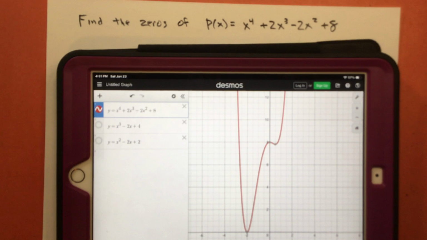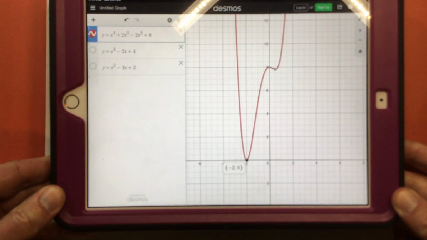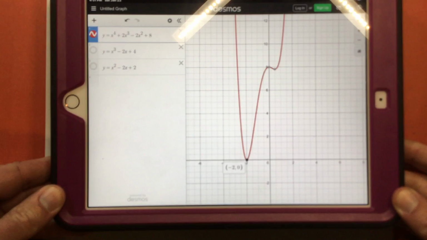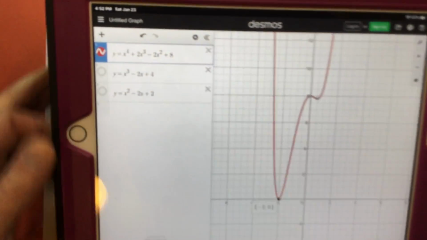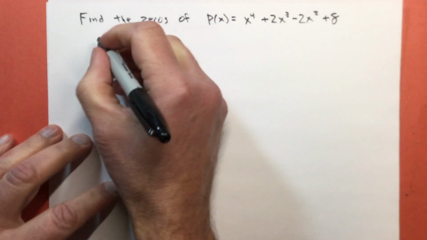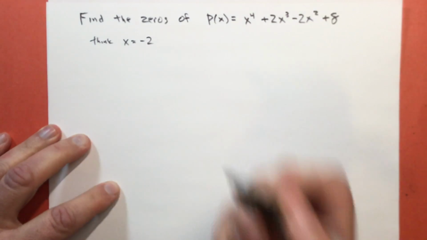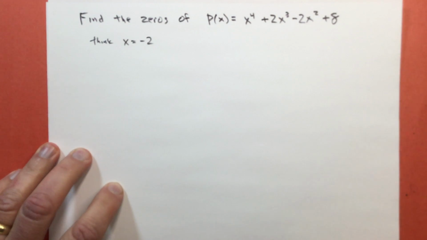All right, what do we know so far? Well, this does not cross the x-axis, but it does come down here, and it actually touches the x-axis right there. Let me move that so you can see it. There you go. I think that one of the zeros from the graph is going to be x equals -2. So we think x equals -2 is one of the zeros. At least that's what it seems like from Desmos.